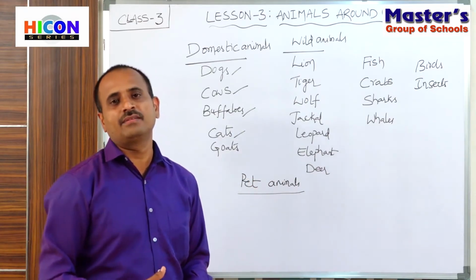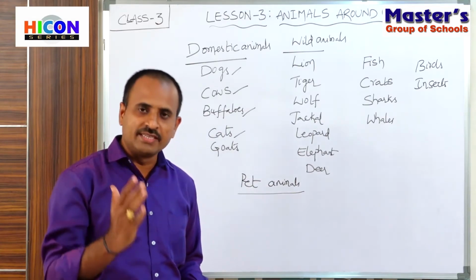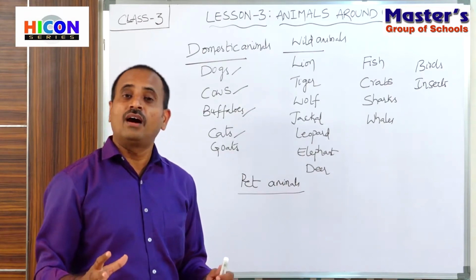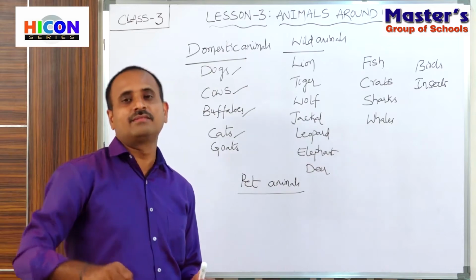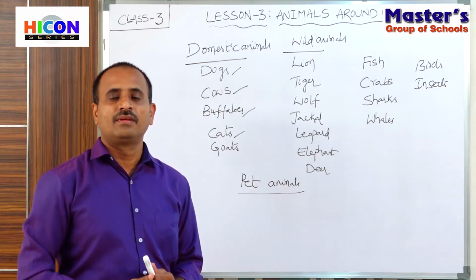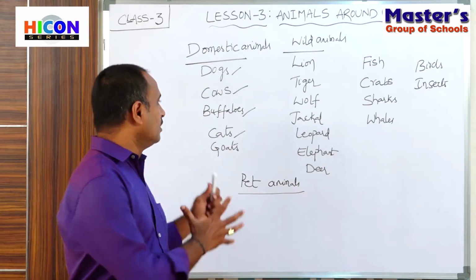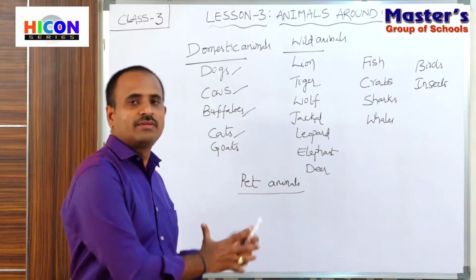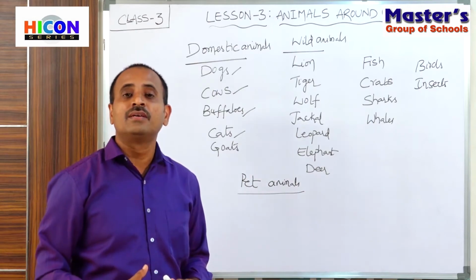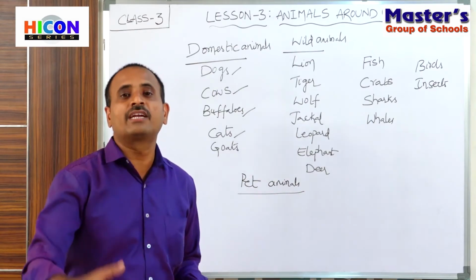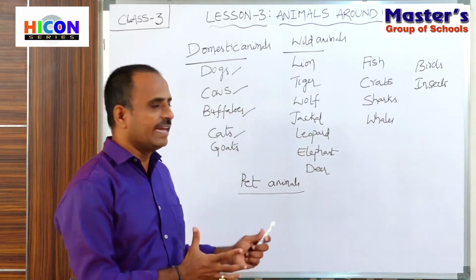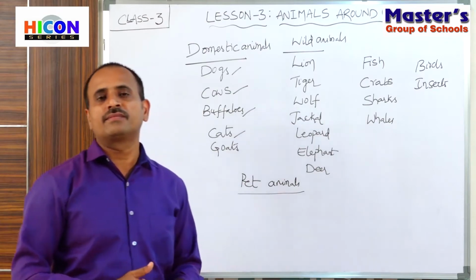They are different in their sizes, in their shapes, in their colors, in their skin, and also in their food habits. Children, all these animals need food because they are living organisms. They need energy because they have to perform regular activities. That means they have to move in search of their food. All these animals need food for getting energy.